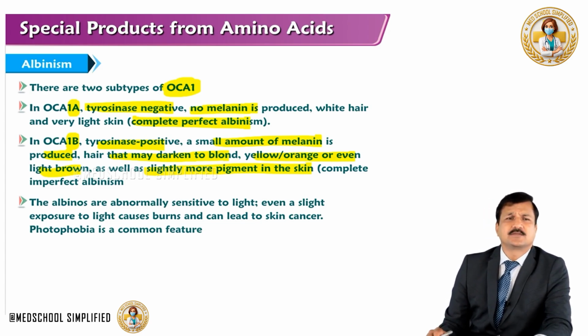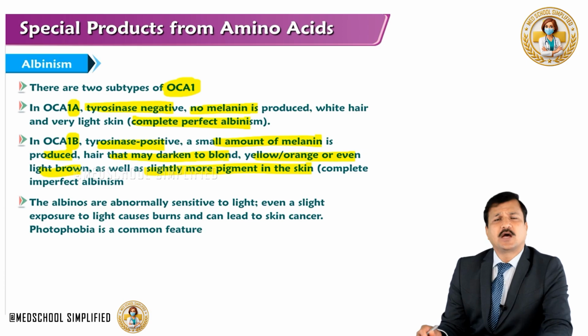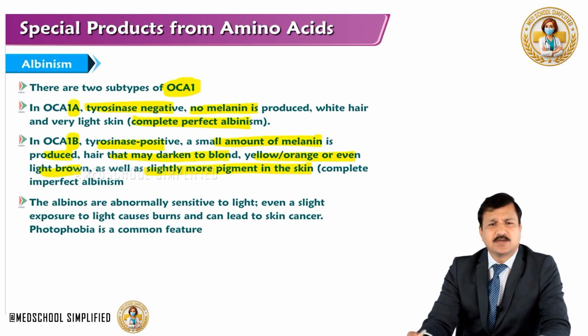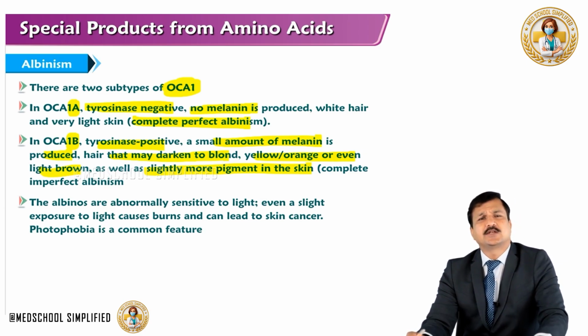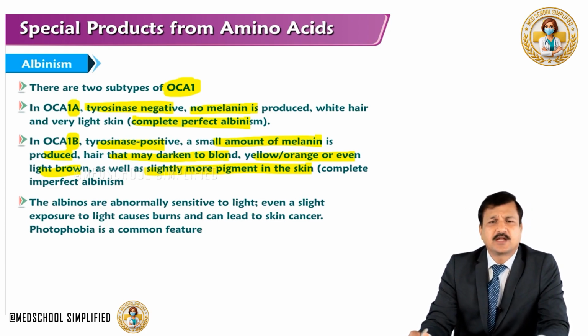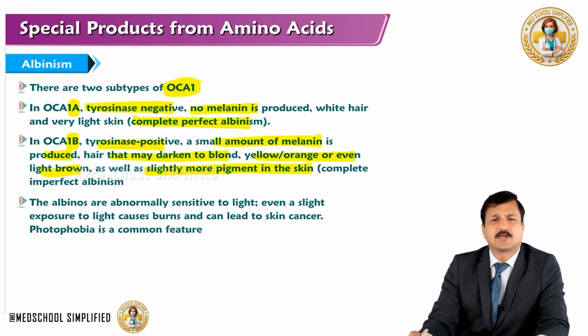So the albinos, patients with albinism, are abnormally sensitive to sunlight. Even a slight exposure to sunlight causes sunburns, and that can lead to DNA damage and eventually place these people at high risk of skin cancer. And photophobia is one of the common features of albinism.